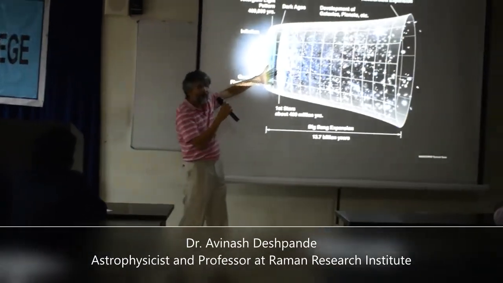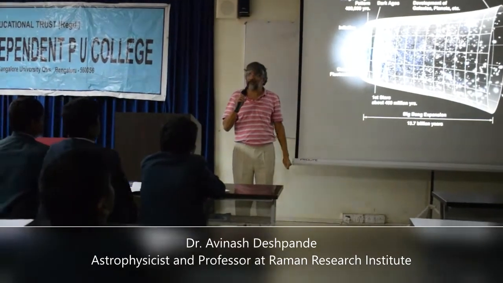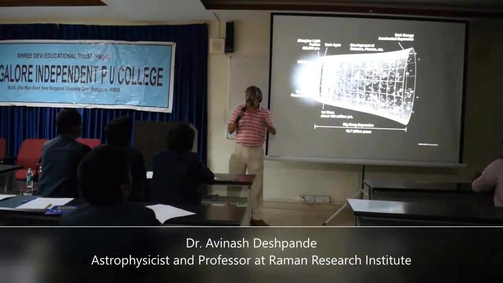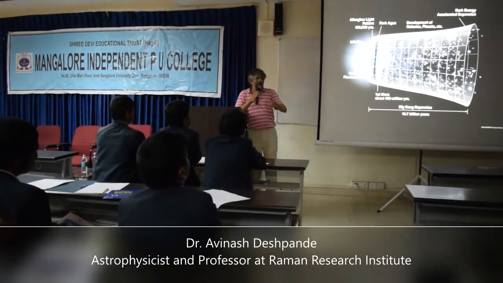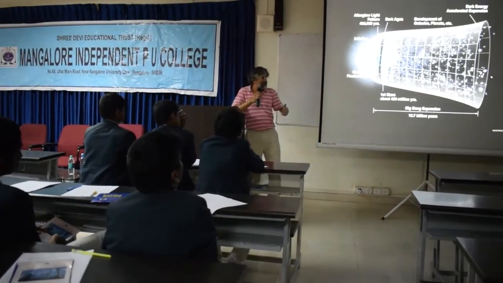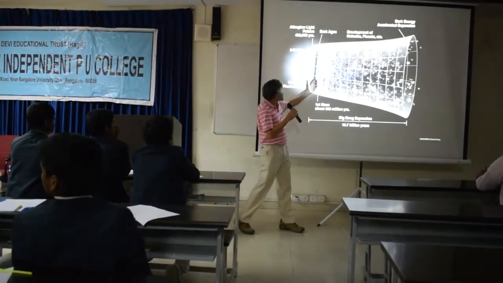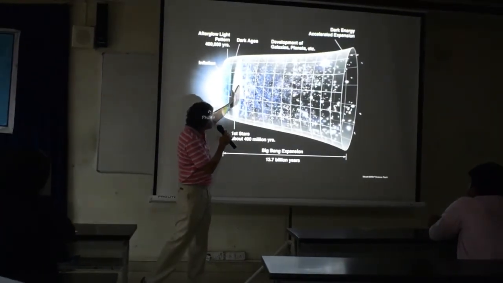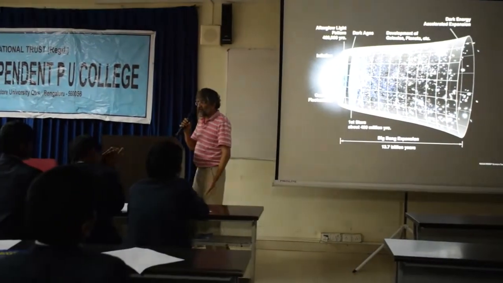There was a dark period, nothing happened, everything was in neutral hydrogen atoms, which was a very boring state, and then for the first time some stars formed. Once those stars formed, the light from them came, that also changed the environment around it, and that is what led to subsequent evolution in terms of formation of galaxies, clusters of galaxies.